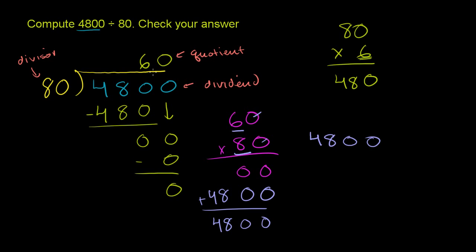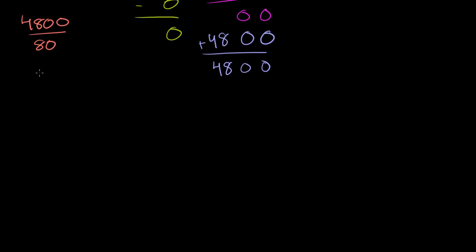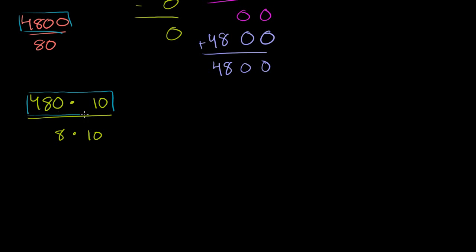Now, a quick way to think about 4,800 divided by 80 is to divide both of these numbers by 10 first. What we're doing could be written as 4,800 over 80. Or this could be written as 480 times 10 over 8 times 10. 4,800 is just 480 times 10, and 80 is just 8 times 10.